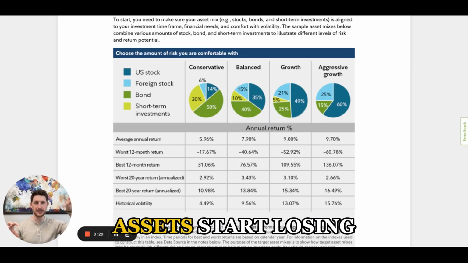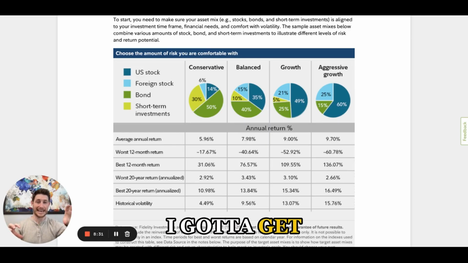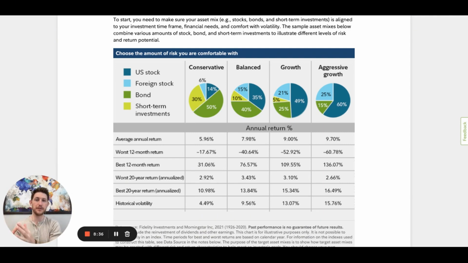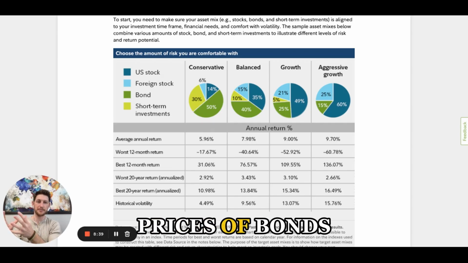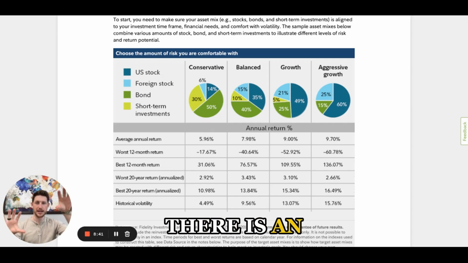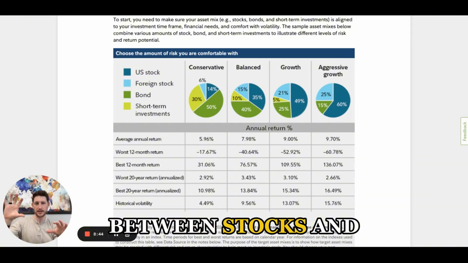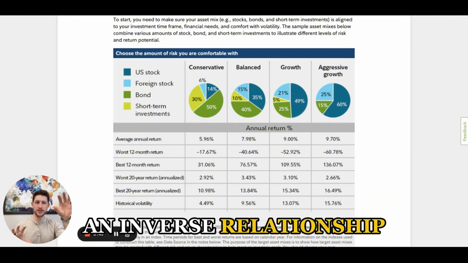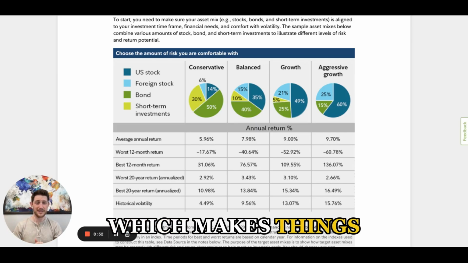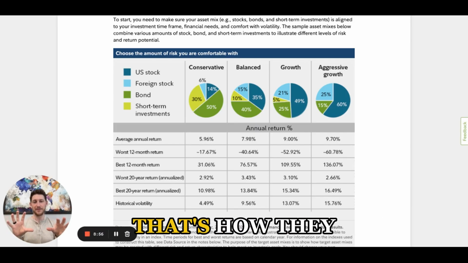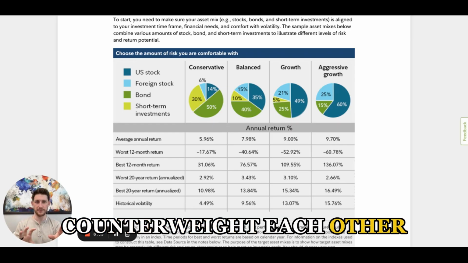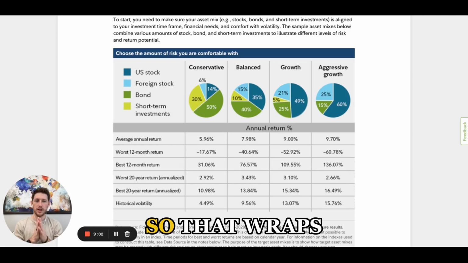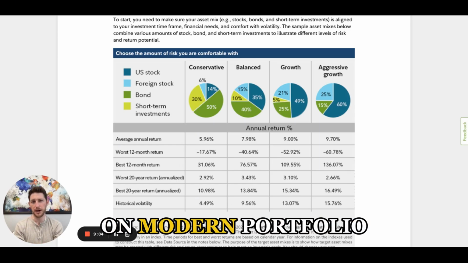People in growth assets start losing a lot of money, like, oh no, I got to get out. They flee to safety of more conservative assets like bonds. And so the prices of bonds increase. Okay, so there is an inverse relationship between stocks and bonds. It's not always an inverse relationship. Sometimes they correlate, which makes things even harder. But generally speaking, that's how they counterweight each other. Okay, and if stocks are losing a lot, bonds are staying up. Okay, so that wraps up this conversation on modern portfolio theory.